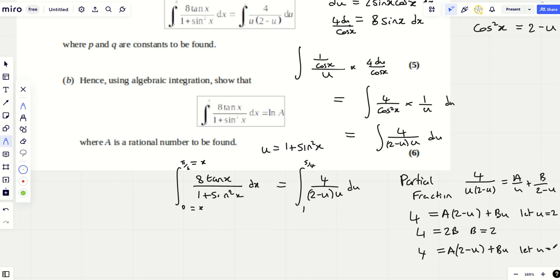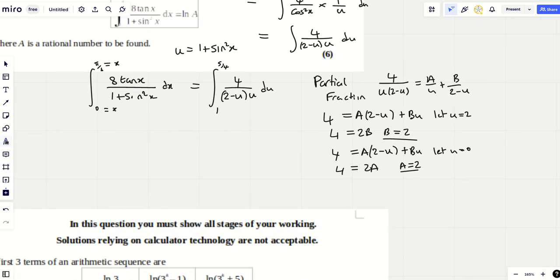Let u equal 0. And you can see that 4 equals 2a, and so a is 2. So it's relatively easy to split that into a partial fraction, and now we can actually integrate it. You're going to get the integral between 5 over 4 and 1 of 2 over u plus 2 over 2 minus u du. That's the same as 2 ln u.